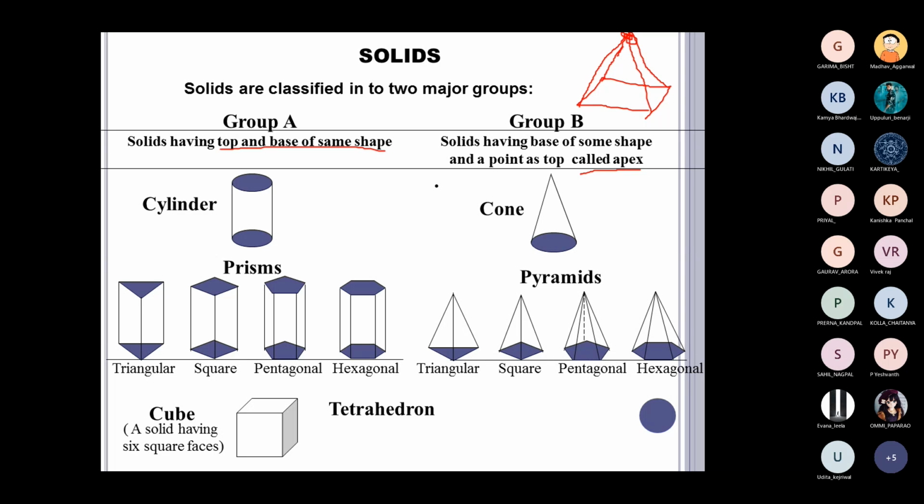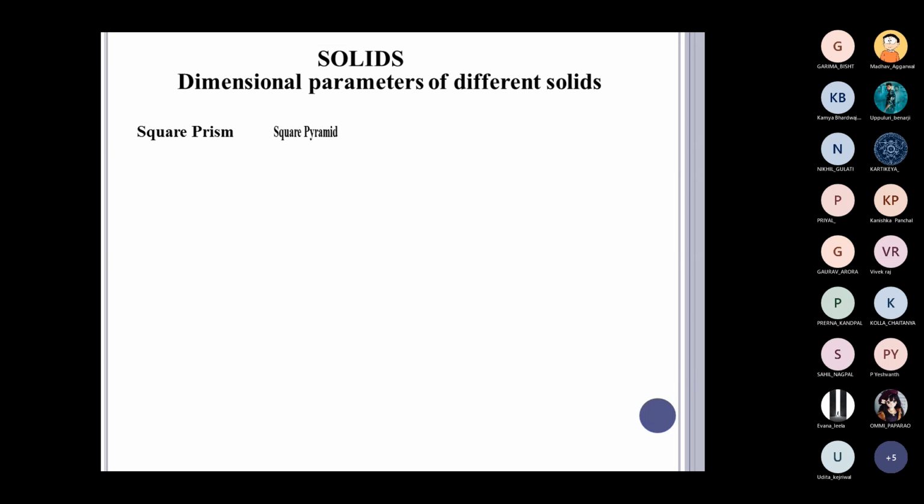If we do the same for category B in 3D, this is a tetrahedron, in which we have a triangle at the base and an apex point at the top. In a practical example, there are several paperweights created in the form of this tetrahedron. So these are the two categories into which solids are classified. After that, there are a few things we require: the dimensional parameters of different solids.